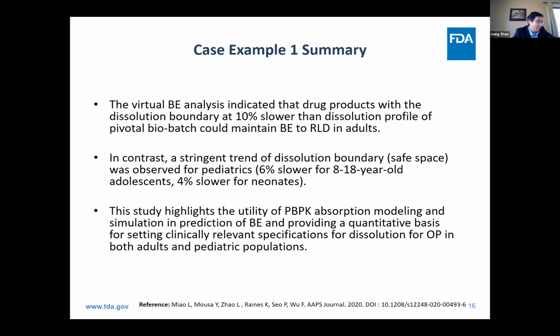Here is the summary of the first example. Beyond the 2 points I just mentioned, different safe space for different age populations. The case example also highlights the utility of a PBPK absorption modeling simulation in prediction of BE and provide a quantitative basis for setting clinically relevant specifications for dissolution in both age groups.